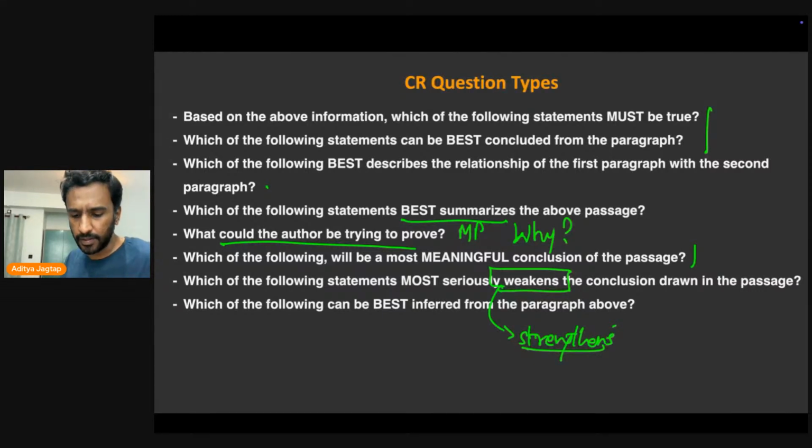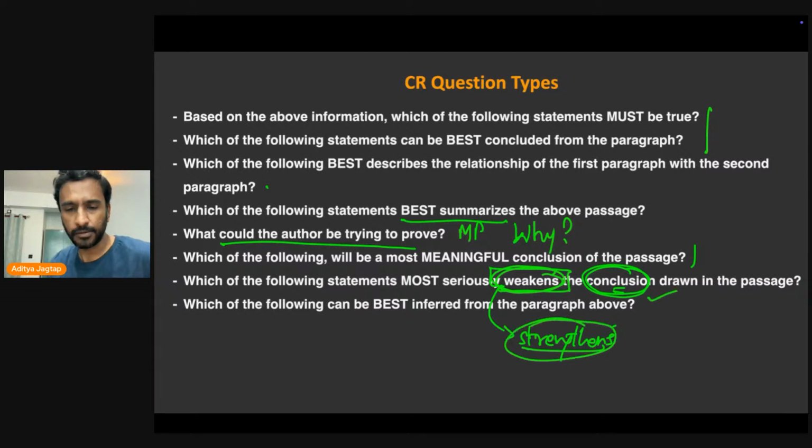In fact, if you leave the past 3-4 years, it used to appear regularly in the exam. In one of the past 3-4 years it was not asked, but otherwise this question type is usually asked. Seriously weakens or strengthens, this word can change. Conclusion can be replaced with hypothesis, argument, and so on. But it's asking us to take the author's opinion and weaken that opinion, or take that author's opinion and strengthen that opinion. So this is what it is expecting us to do.